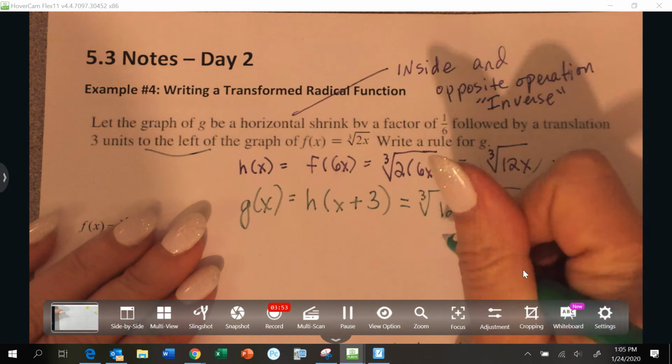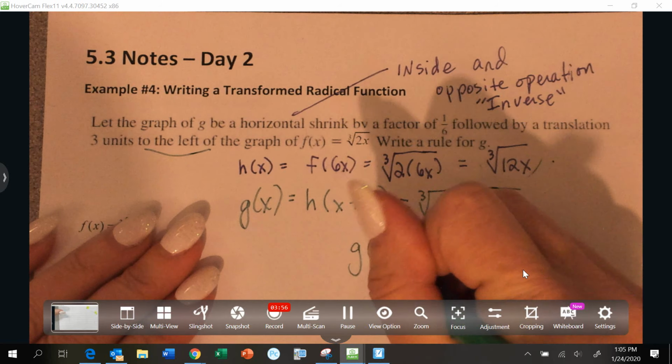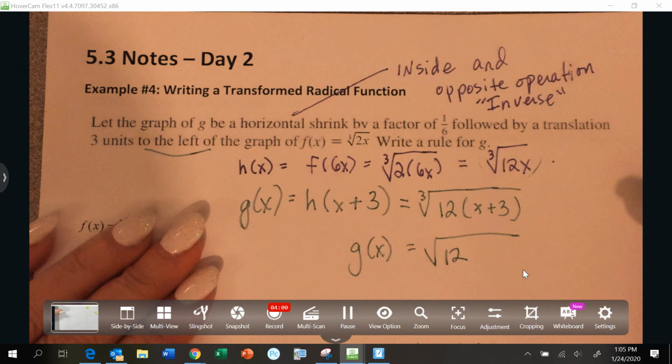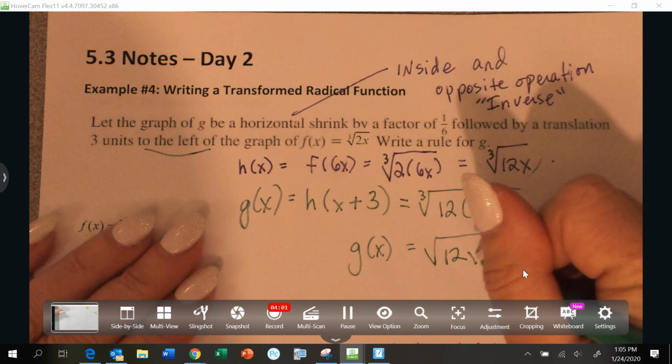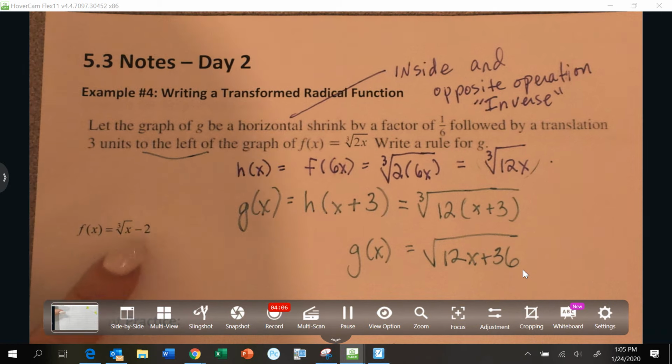Okay, so now we have g of x equals cube root of 12 times x plus 3.